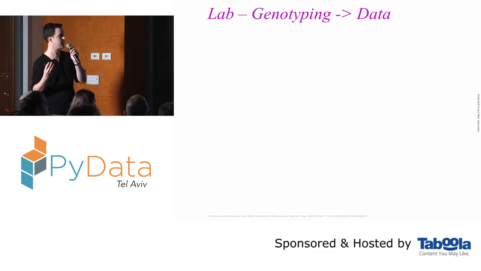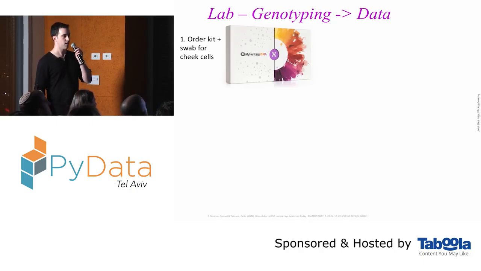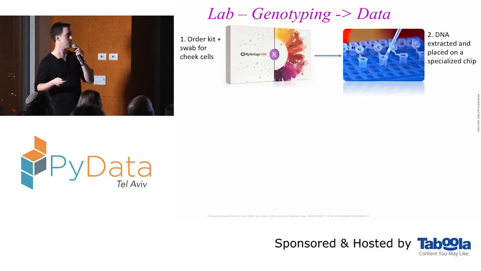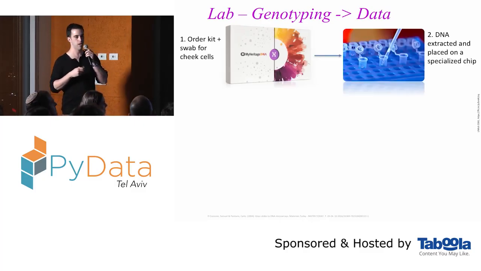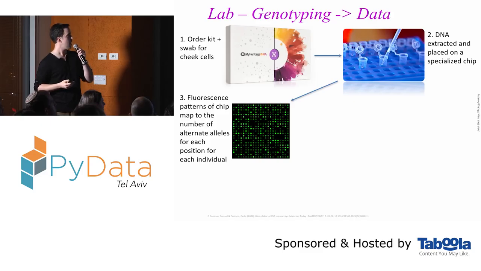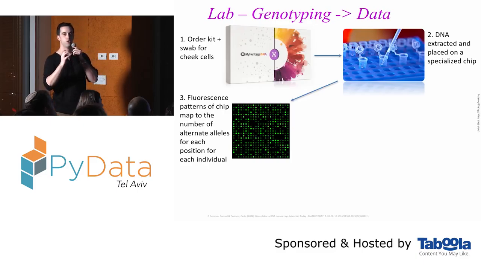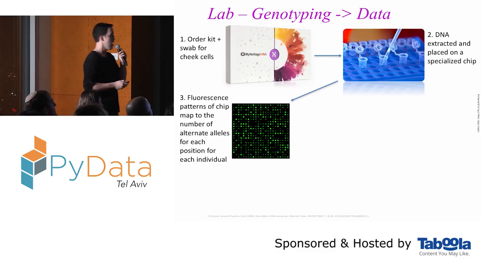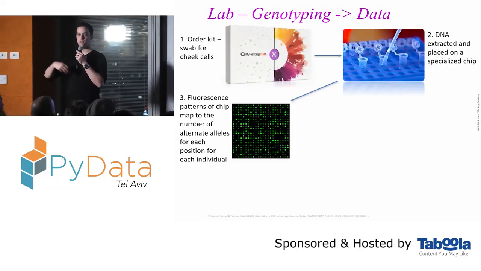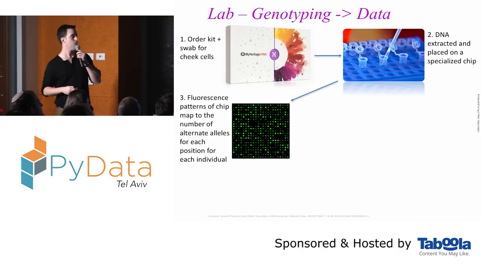So I want to tell you guys quickly about the lab work. I actually don't understand it too well, so we'll go fast. The way it works is that you order a kit at home, then you swab your cheek for cheek cells and put it back in the tube. You send it to the lab. At that point, it's extracted and placed on a chip. And at this point, some magic that I don't understand happens. Essentially, from the fluorescence pattern of that chip, you can read data. So let's say this dark spot here maps into a specific value of that SNP, and the light green maps into a different value.